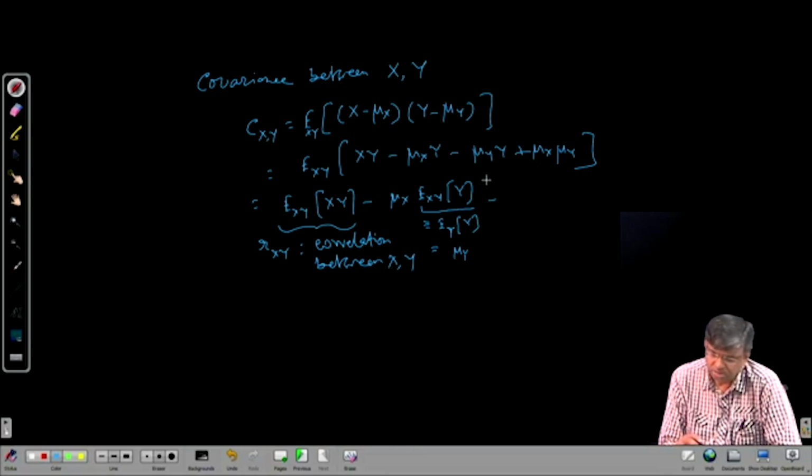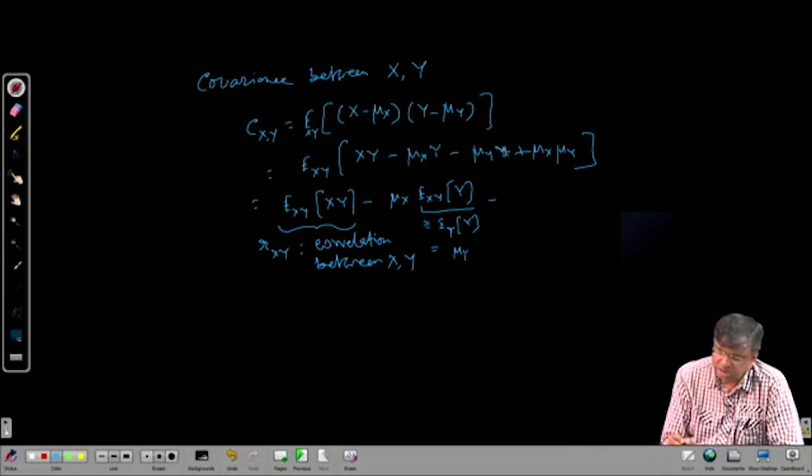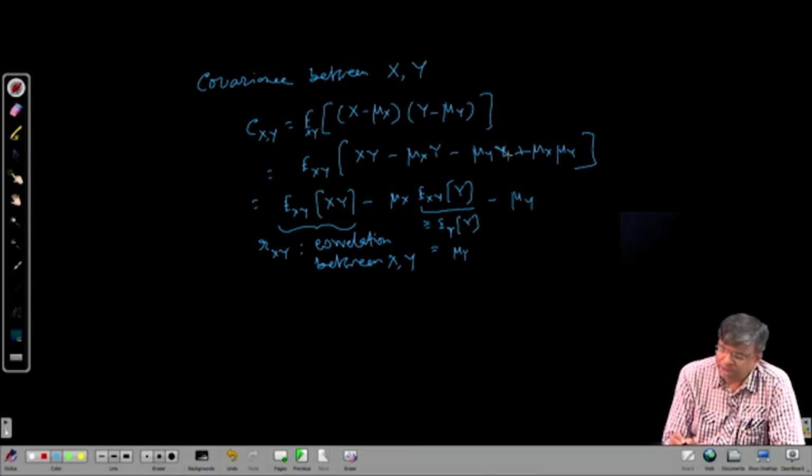Similarly, E x y of mu y into x, this will be x. So, again mu y will come out, E x y will work on x. X is the function, but it has only one variable x. So, y will drop out, it will be E x x, which is mu x. So, mu x, and then E x y on this.